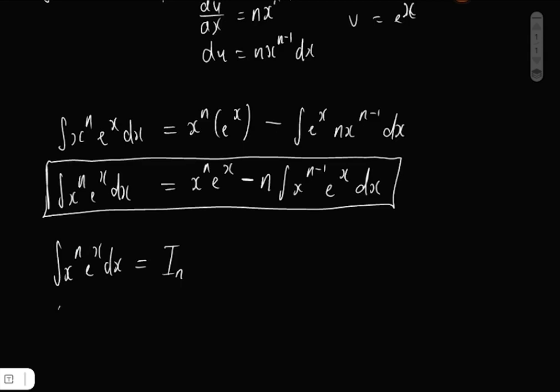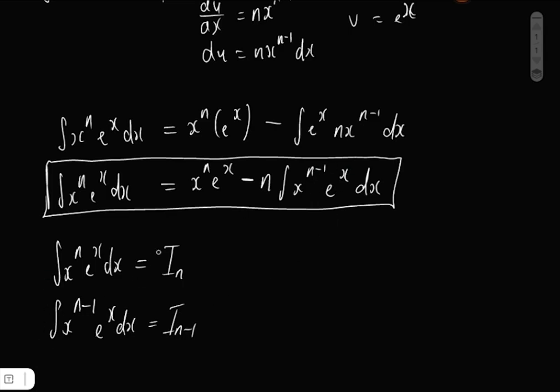And if we now have the integral of x to the n minus 1, the n reduces by 1, and of course e to the x won't change. It's now I n minus 1, because where there was n, we are now putting n minus 1. Here we had x to the n e to the x. Here we have x to the n minus 1 e to the x. So this is the I n minus 1 thing.